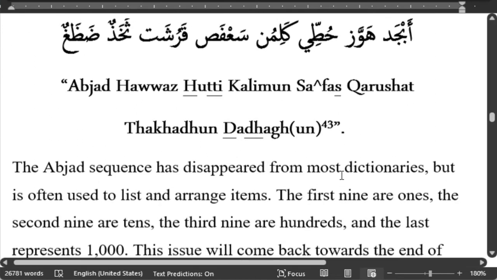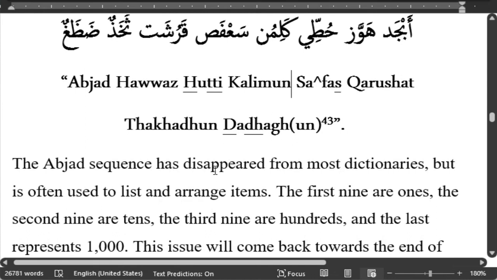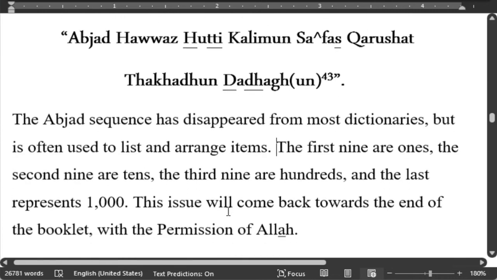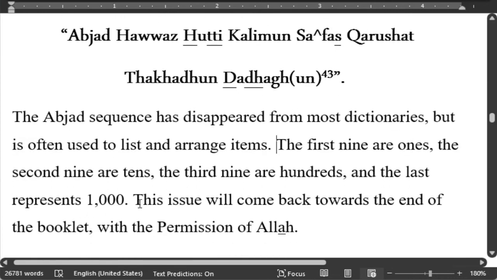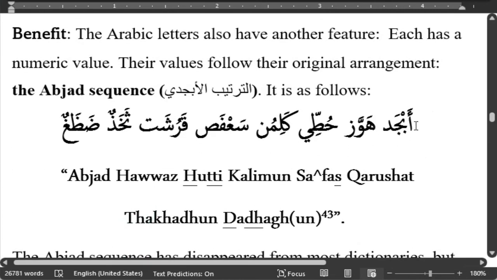So what's the numeric values here? The abjad sequence has disappeared from most dictionaries, but is often used to list and arrange items. The first 9 are ones, the second 9 are tens, the third 9 are hundreds, and the last letter represents 1,000. So here, abjad, 1, 2, 3, 4. Hawaz, 5, 6, 7. Hutli, 8, 9. Those are ones.